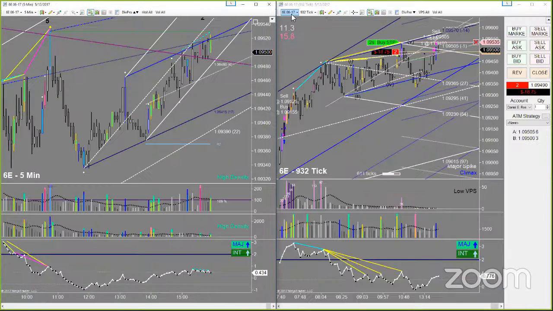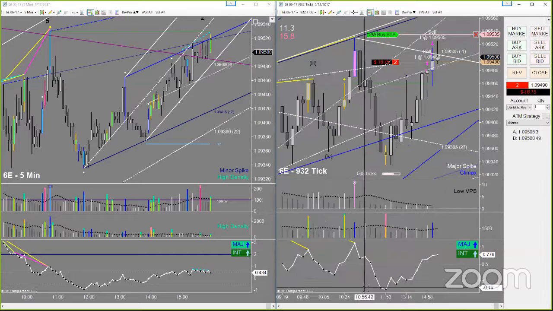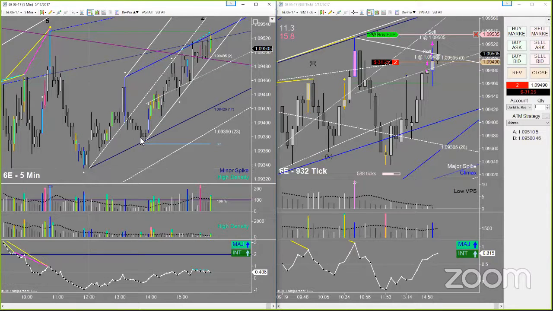Let's go on to the 6E here. It looks like I am potentially about to get stopped out here. It came pretty close to being a lower high. But it's still on the table. I mean, it's tracing out a channel here so far, and it's kind of riding the top of that channel. So I've got my stop where it needs to be.